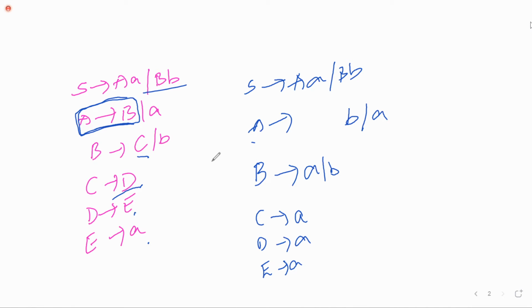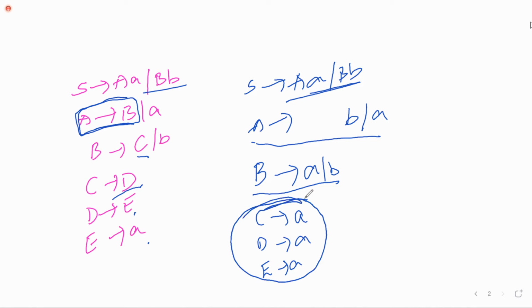Now what we have to check is whether there are any useless symbols. Already you are familiar with useless symbols, no? A useless symbol means the symbol or variable which we cannot reach from the start symbol. Start symbol is S. S doesn't have any C or D or E. A doesn't have any C, D, E. B doesn't have any C, D, E. So at any cost, we are not going to reach these C, D, E. So these are useless symbols.